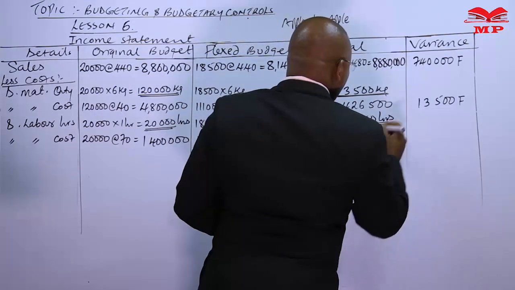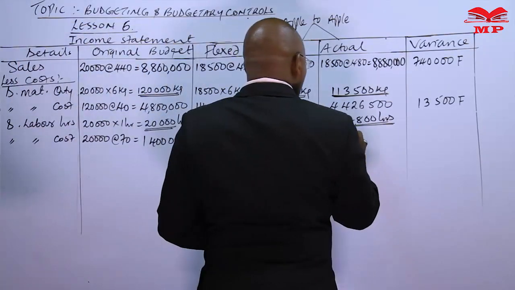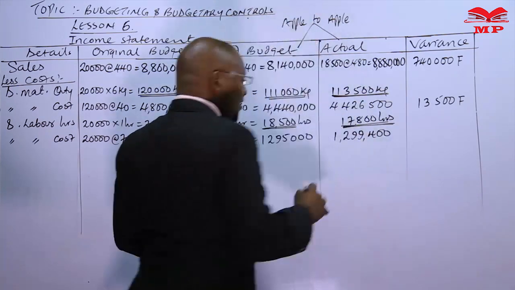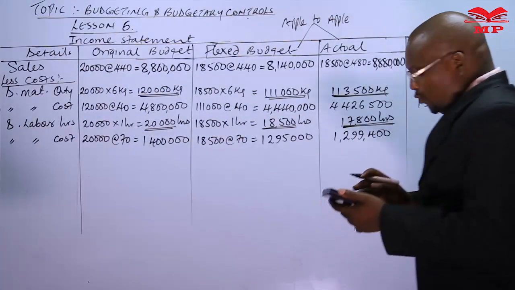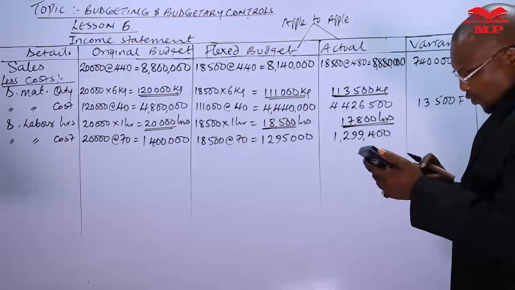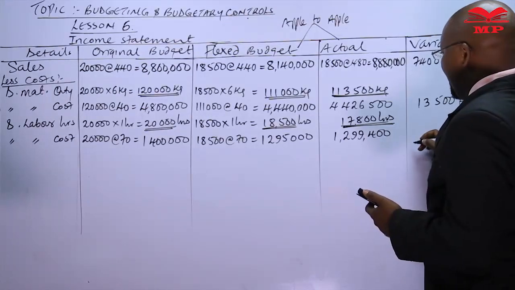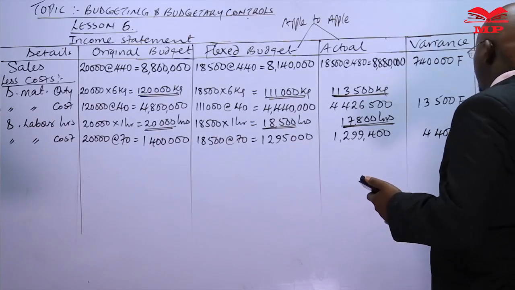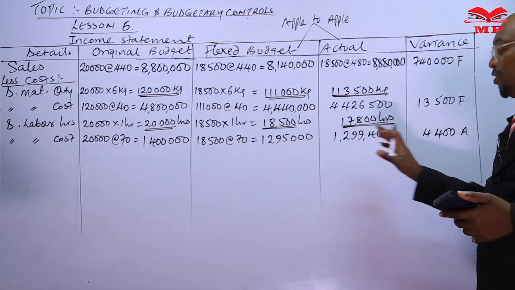But the cost spent is 1,299,400. So the comparison shall be, we were to spend 1,295,000, but actually we have spent 1,299,400. That means we have overspent by an amount of 4,400, which is adverse. Again, look at it, we have spent more than expected. So it is actually an adverse.